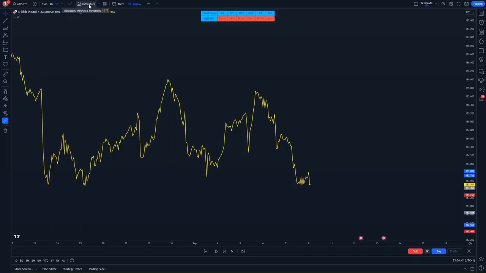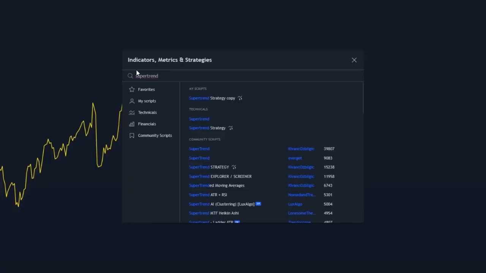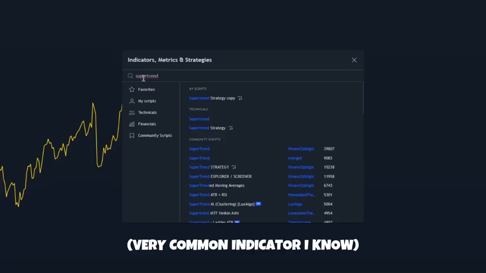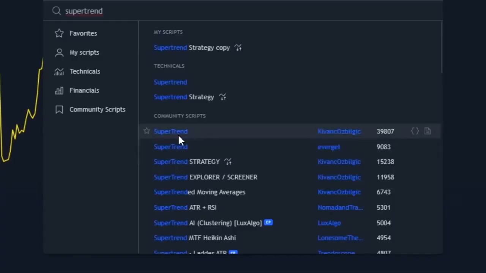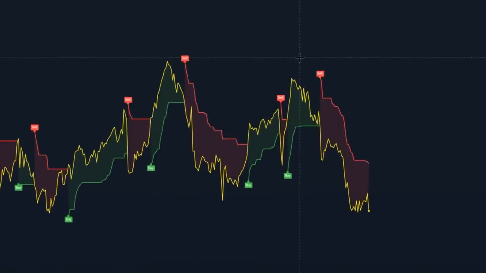And then third and finally, go onto indicators again. Finally, for the last confirmation for the trade, type in super trend with no spaces, and we can add this top one here on the community scripts. Your chart should now look something like this.